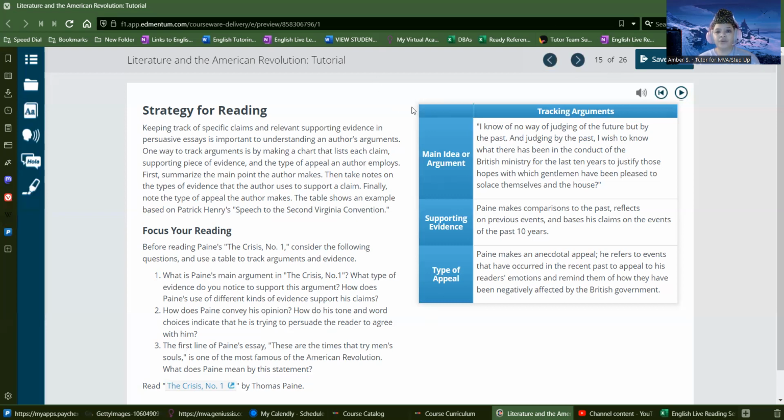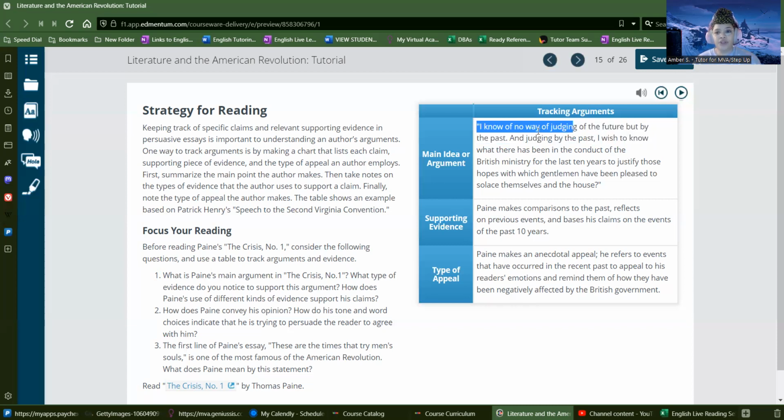Now, they give you an example of one of the arguments that are tracked. And they do actually use an excerpt from the Crisis number 1, like a quote. So this is one of the main ideas or arguments that are made, one of. So there are a lot. This is not the only one. So you cannot use this to answer every single question about the text. So this says, "I know of no way of judging the future but by the past." So that's kind of a statement in and of itself. That's kind of easy to understand. He doesn't know of any way to judge the future but by the past. You can only use the past to make predictions about the future.